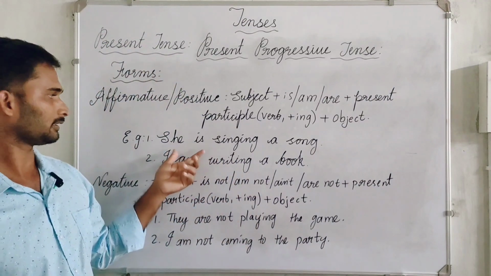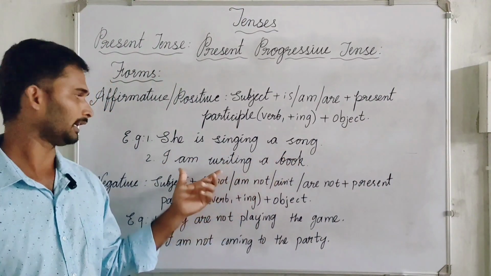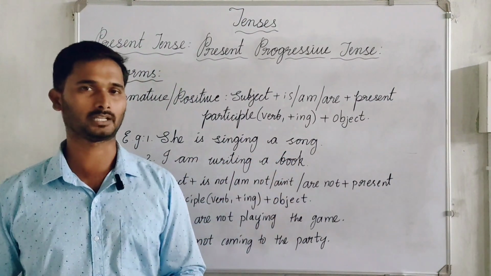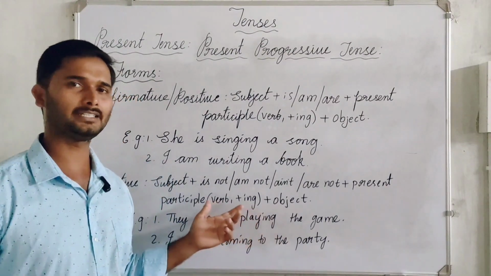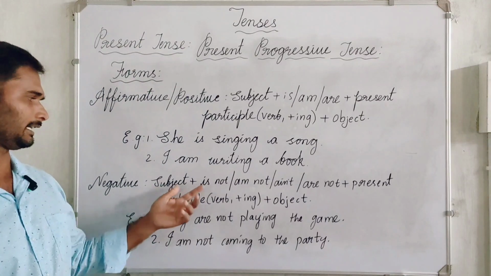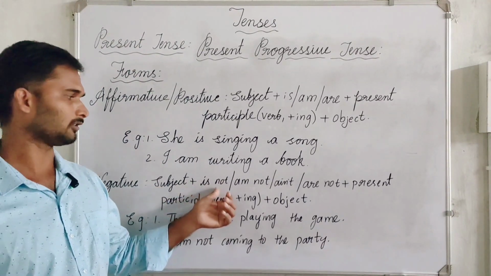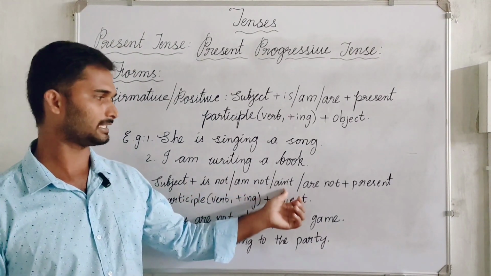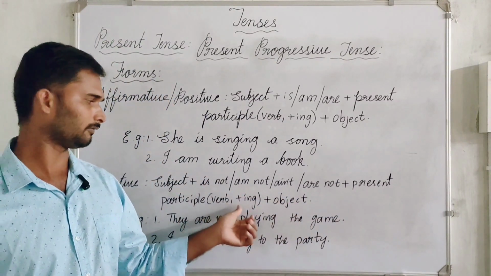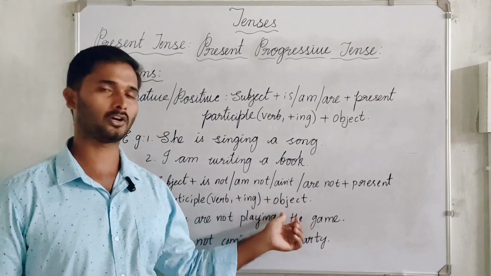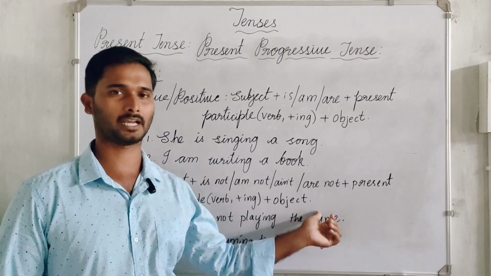Here are some examples. She is singing a song and I am writing a book, which shows an action is being continued. Now we will learn the syntax of present progressive negative form. Subject plus is not, am not, ain't, are not, plus present participle, or we also call it verb form 1 plus ing form plus object. At the end of it, a full stop is added.